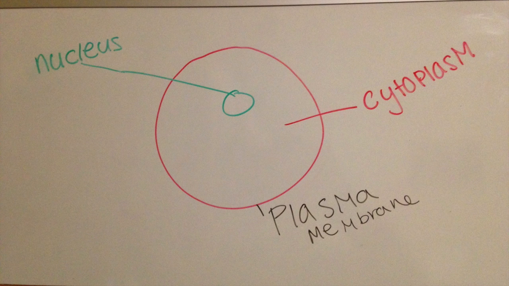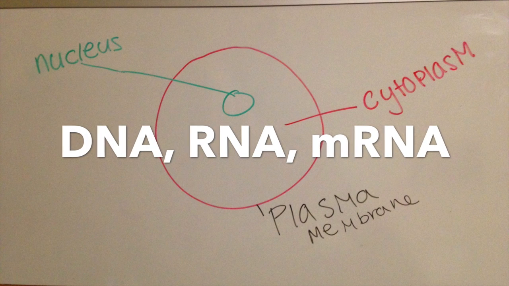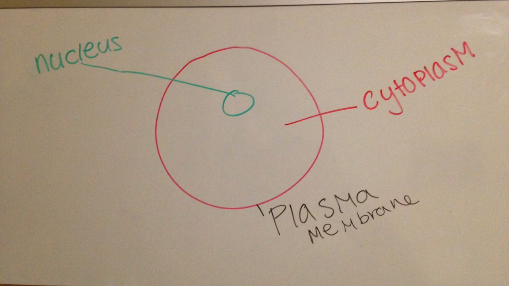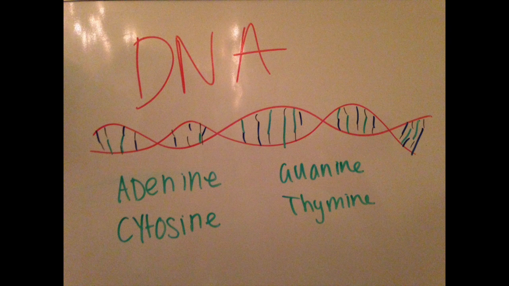It contains DNA, RNA, and mRNA. Cytoplasm is between the plasma membrane and the nuclear membrane. The plasma membrane is the cell's membrane. It is a phospholipid bilayer and it is amphipathic.